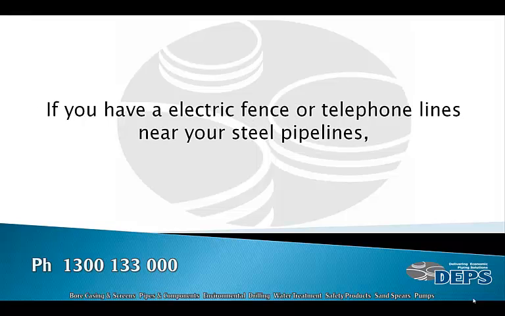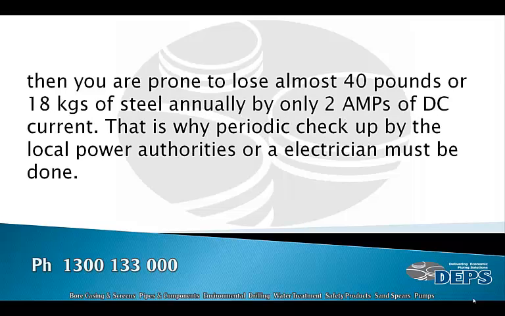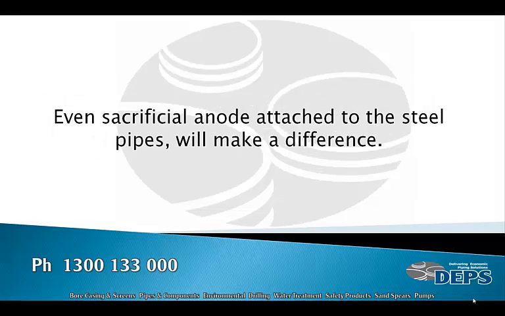If you have an electric fence or telephone lines near your steel pipelines, then you are prone to lose almost 40 pounds or 18 kilos of steel annually by only having 2 amps of DC current. This is why periodic checkups by the local power authorities or an electrician must be done. Even sacrificial anode attachments to the steel pipes will make a difference.